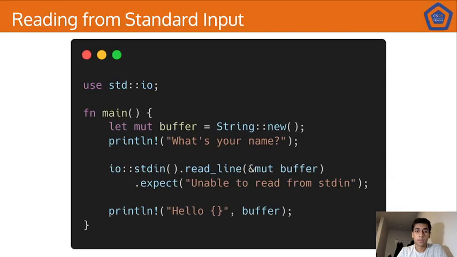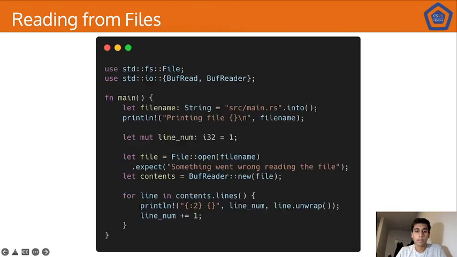So let's try and read from some files now. This is a lot of code. Understandably, it will be confusing, so let's go over it line by line. So we're going to import the fs crate from the standard library. We're also going to import some submodules from the standard input-output library, BufReader and BufRead. Okay. So then we're going to start by defining our file name, src/main.rs.